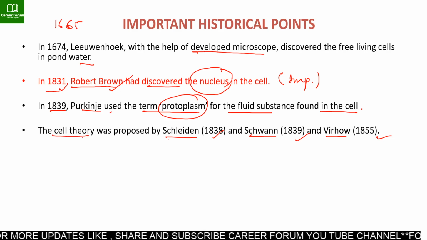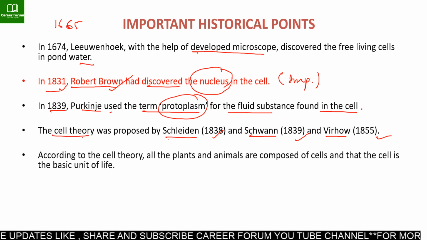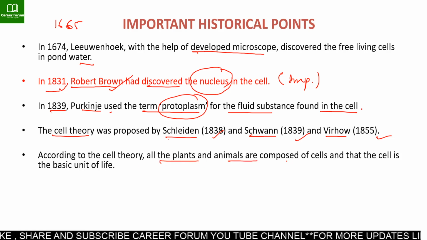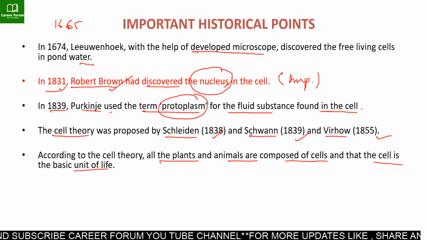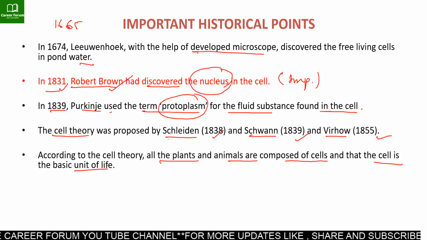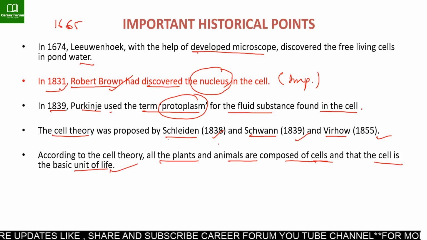Okay. So what does the cell theory state? According to the cell theory, all the plants and animals are composed of cells, and the cell is the basic unit of life. The cell is the basic unit of life. So this is what they all have proposed, and in brief they found it clear that all the plant and animal bodies are composed of cells, and cells are the basic unit of life.